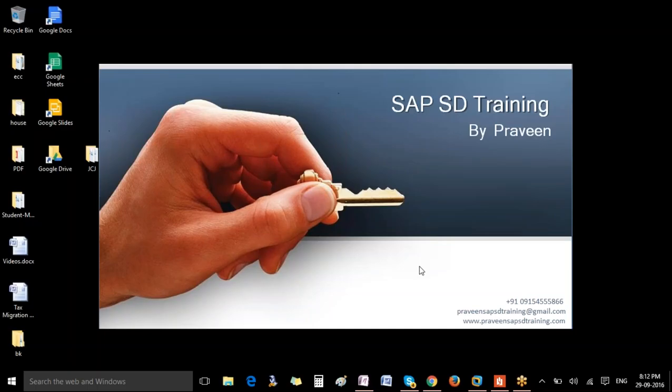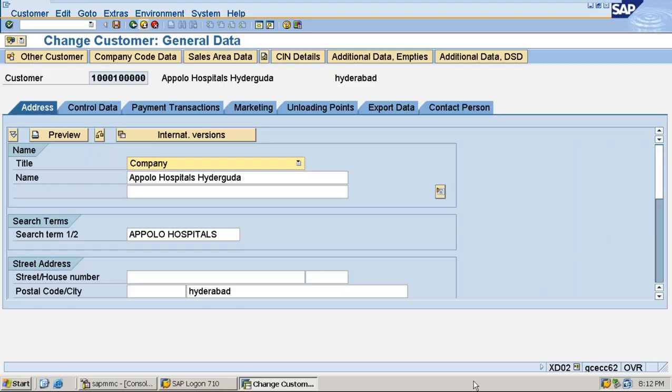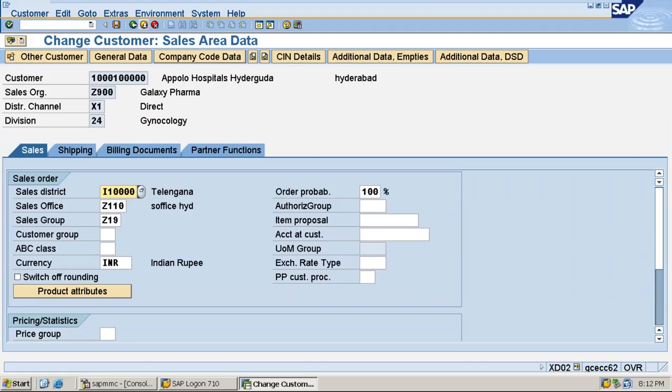Yeah, in the last session we were discussing the customer master, sales area data, and the sales tab. In the sales tab, we have looked into sales and finished. So today we'll be looking into shipping, billing, and partner functions.